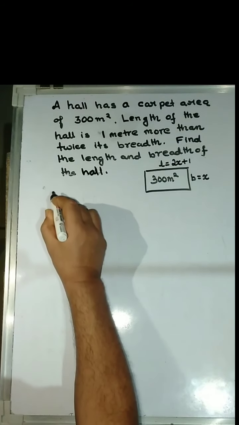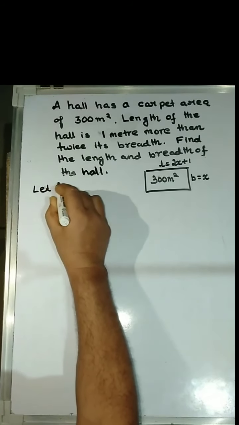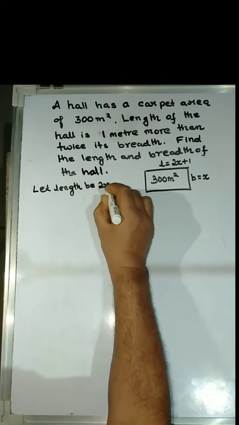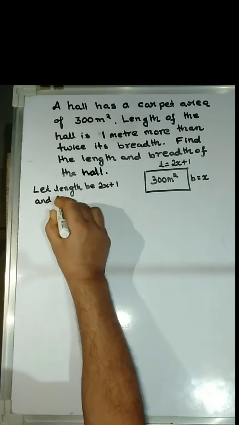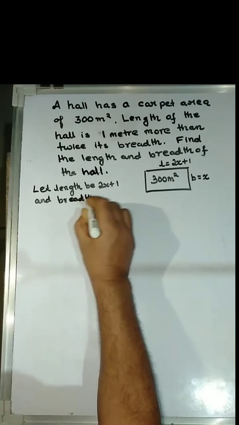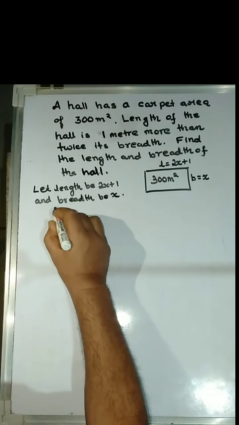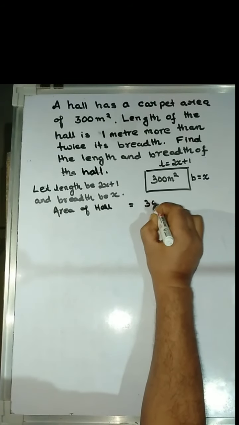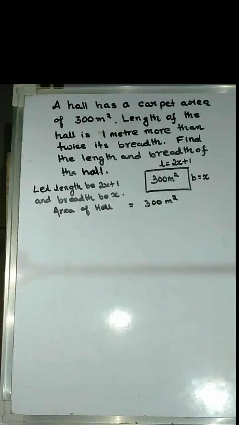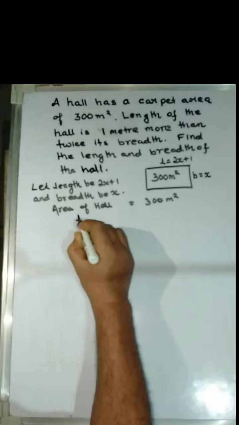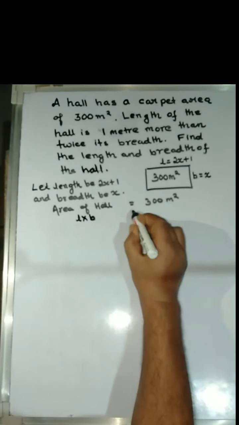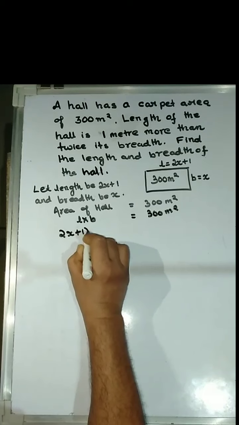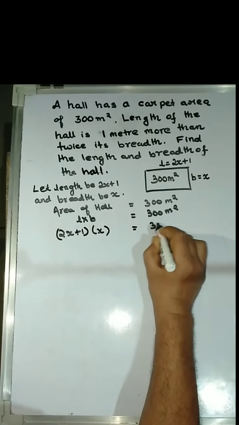And here we have, let length be 2x plus 1 and breadth be x, and according to the question, area of hall is equal to 300 meters square. See, if you systematically write it like this, you would be able to apply the formula of the area of a rectangle, which is length into breadth, is equal to 300 meters square, which means that you have 2x plus 1 into x is equal to 300 meters square.